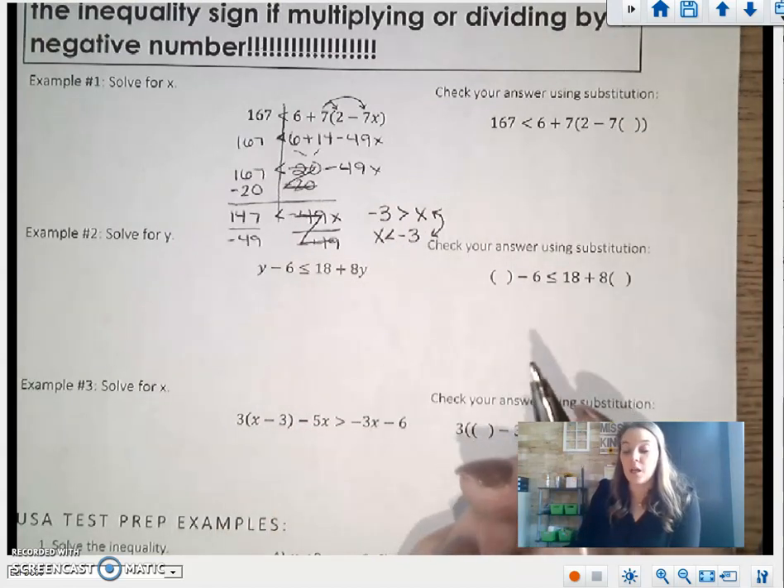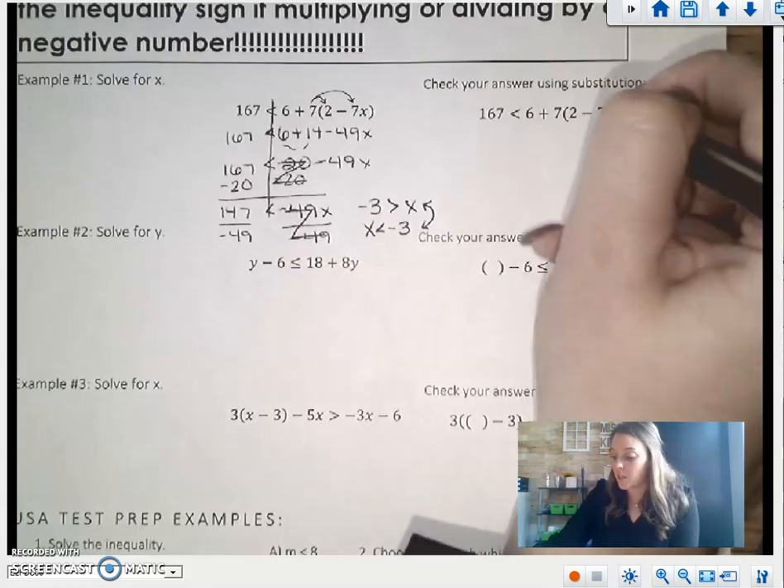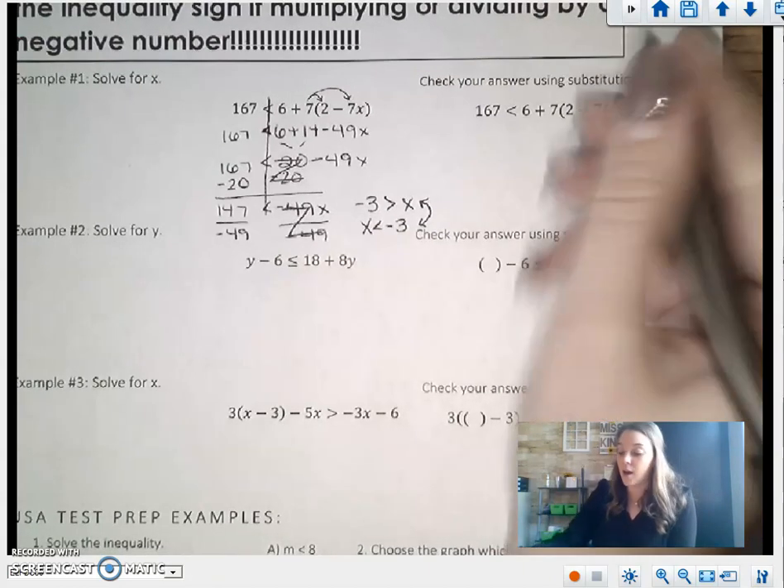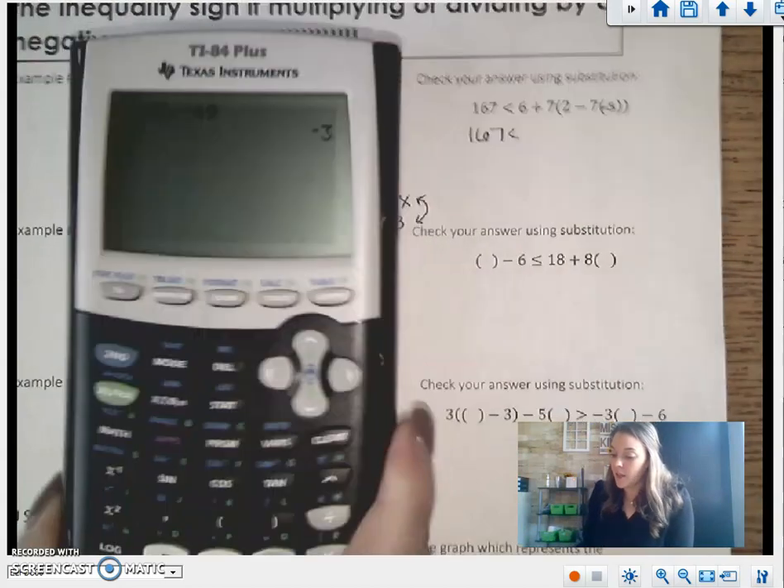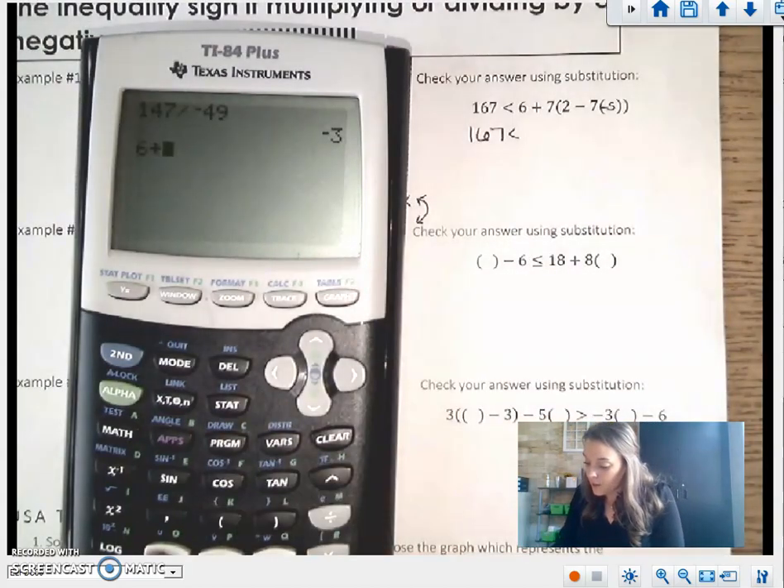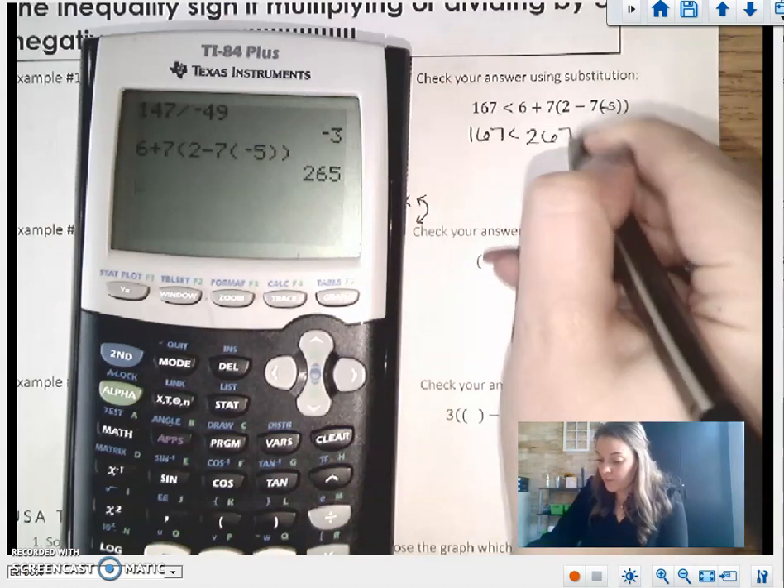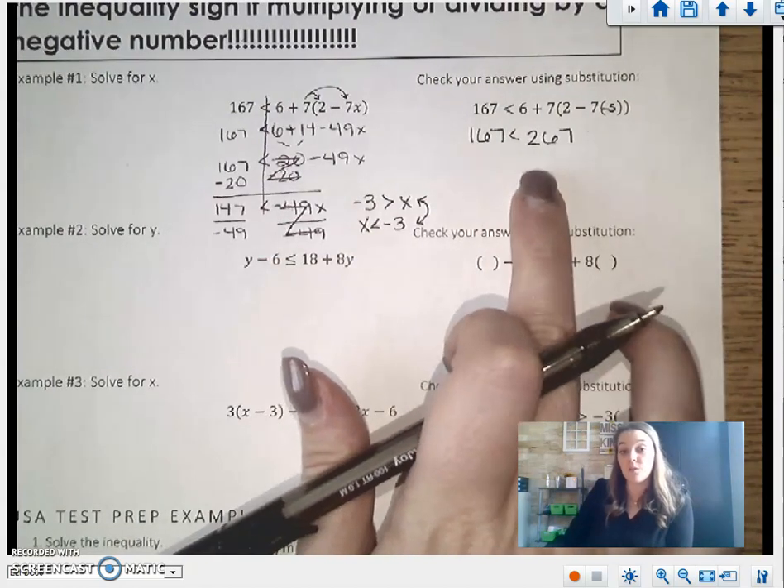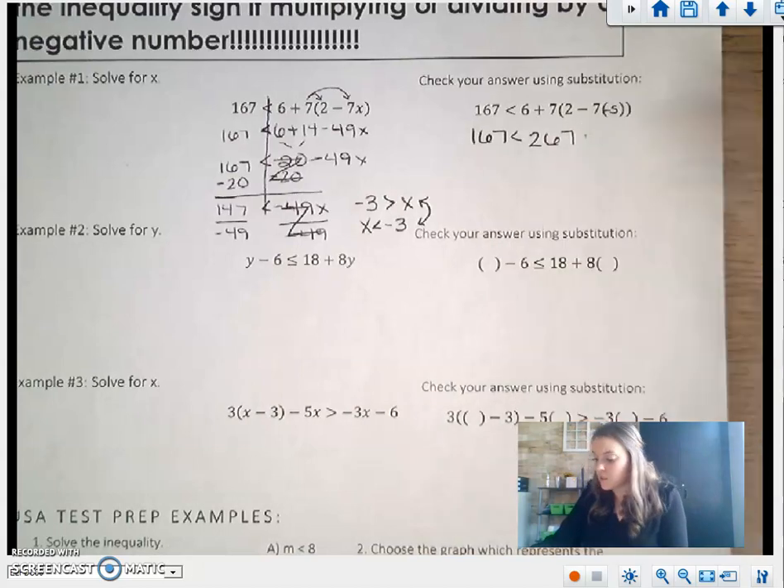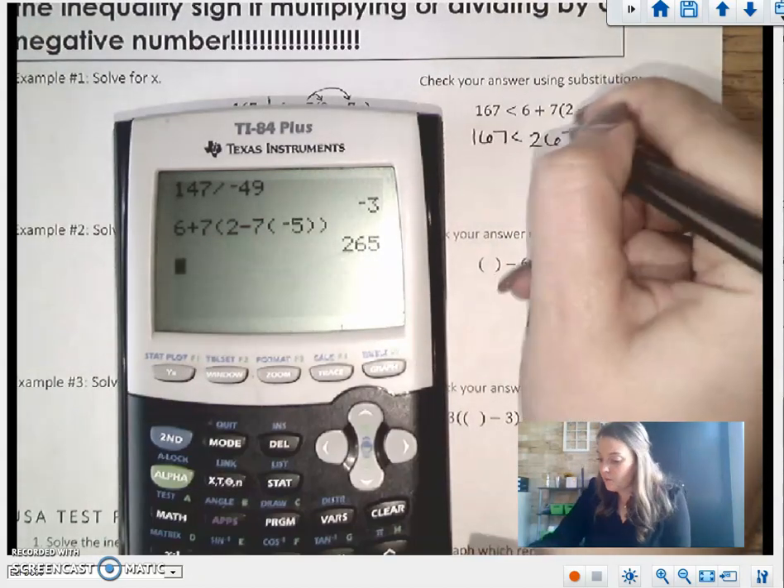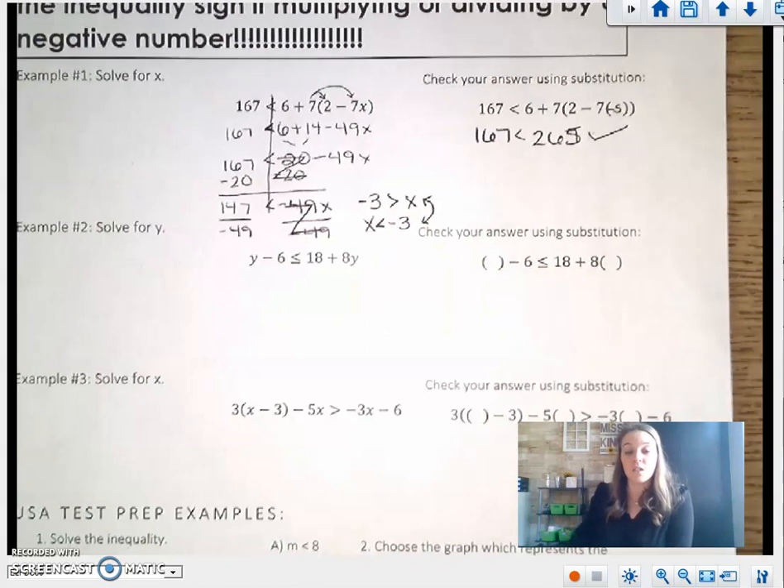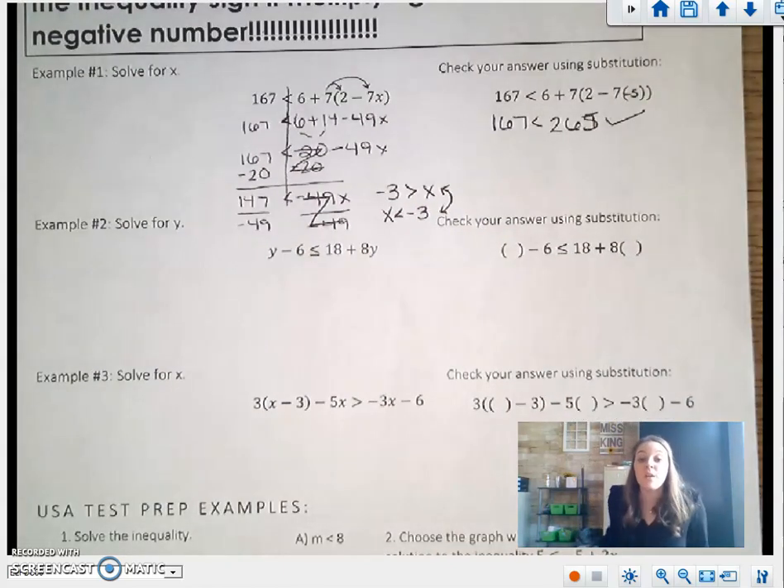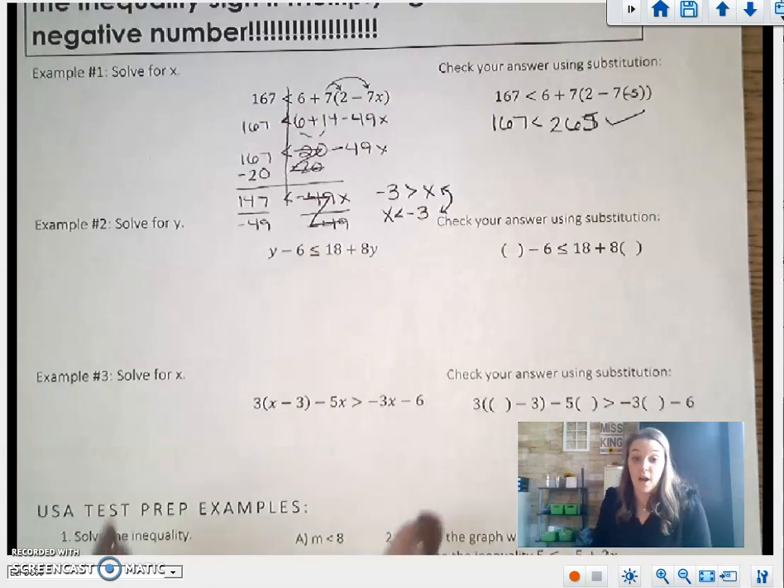So I'm going to plug in negative 5. Negative 5 is less than negative 3. And when I do that, I have 167 is less than 6 plus 7 times the quantity 2 minus 7 times negative 5, 265. Is 167 smaller than or less than 265? Yes, it is. 167 is less than 265. So I knew I did it correct.